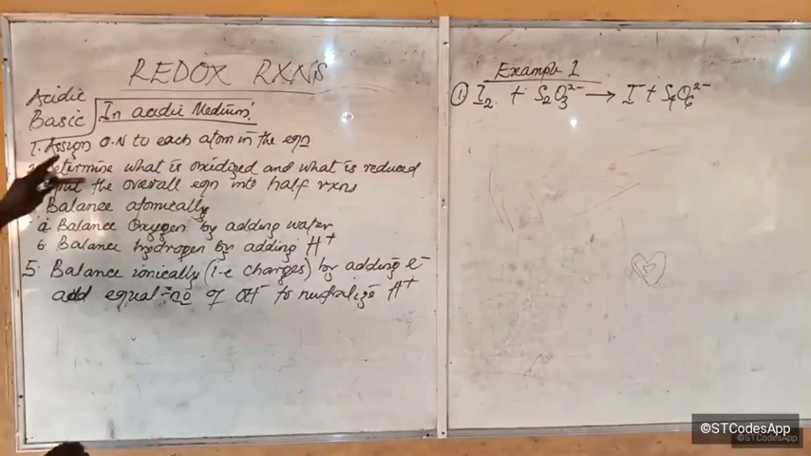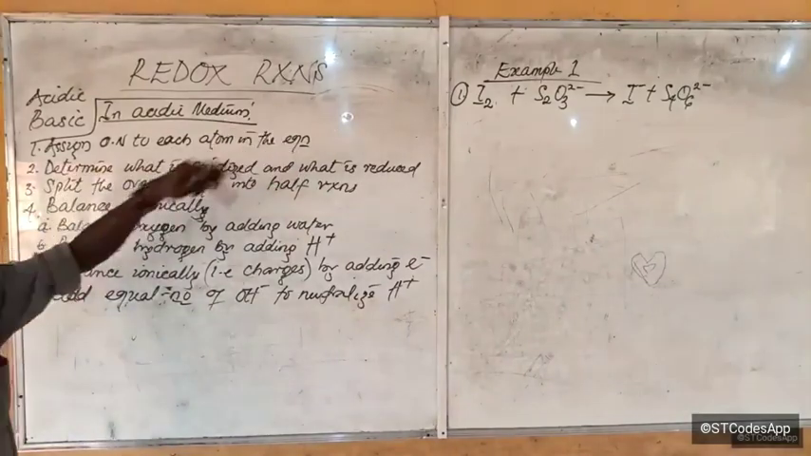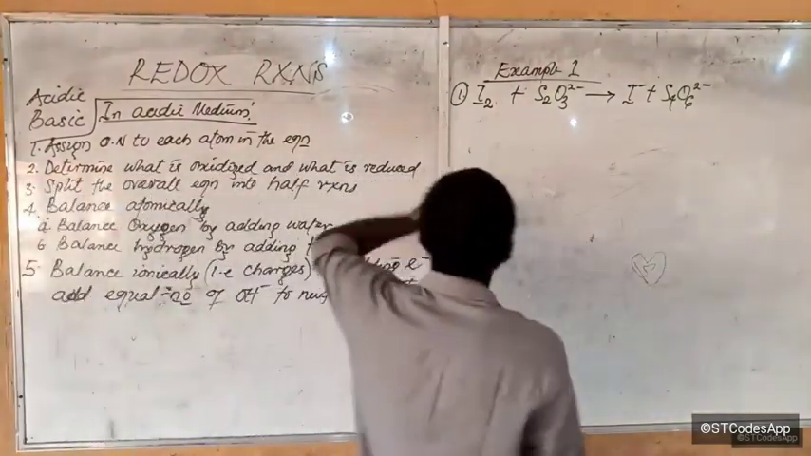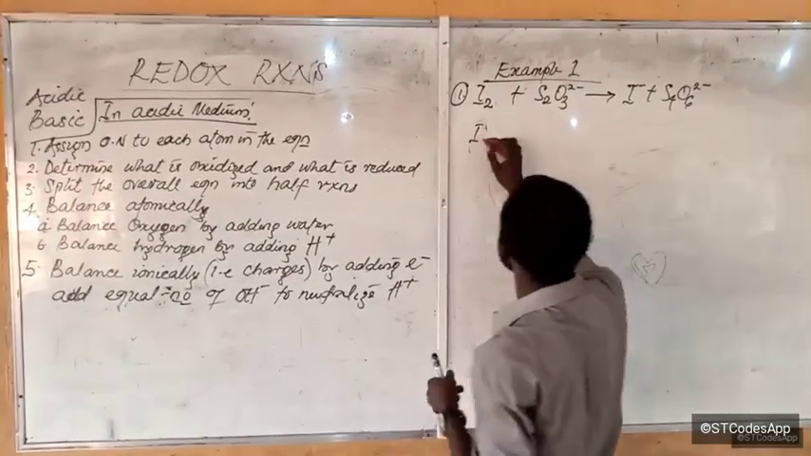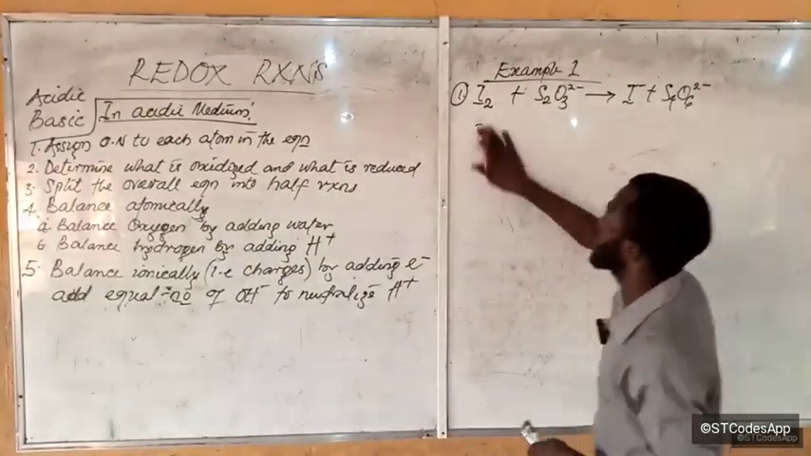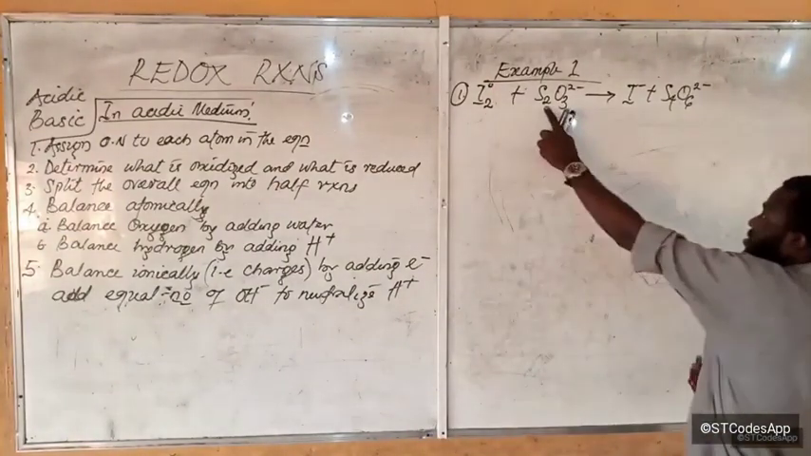It's very simple. The first step says we should assign oxidation number to each atom in the equation. So let's assign oxidation number. What is the oxidation number here? Because I2 is alone here, there is no charge here. So the oxidation number of this guy is what? 0. Is that okay? Now, S here.